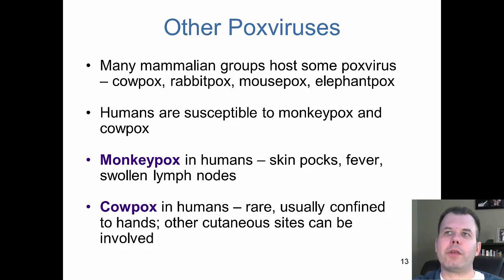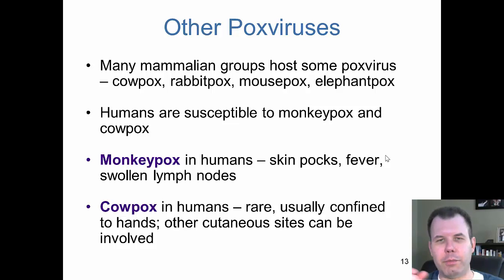Now, there are other pox viruses, including cowpox, rabbit pox, mouse pox, and elephant pox. Typically most people think, oh, chickenpox has got to be part of that, but it is not. Chickenpox is a herpes virus, and we'll talk about that here in a minute. Humans are susceptible to monkeypox and cowpox. In Wisconsin, since we're a dairy state, we have lots of cows around here. There is a chance that you may see cowpox, and that would be these bumps and growths on people's hands, typically involved with the dairy industry.